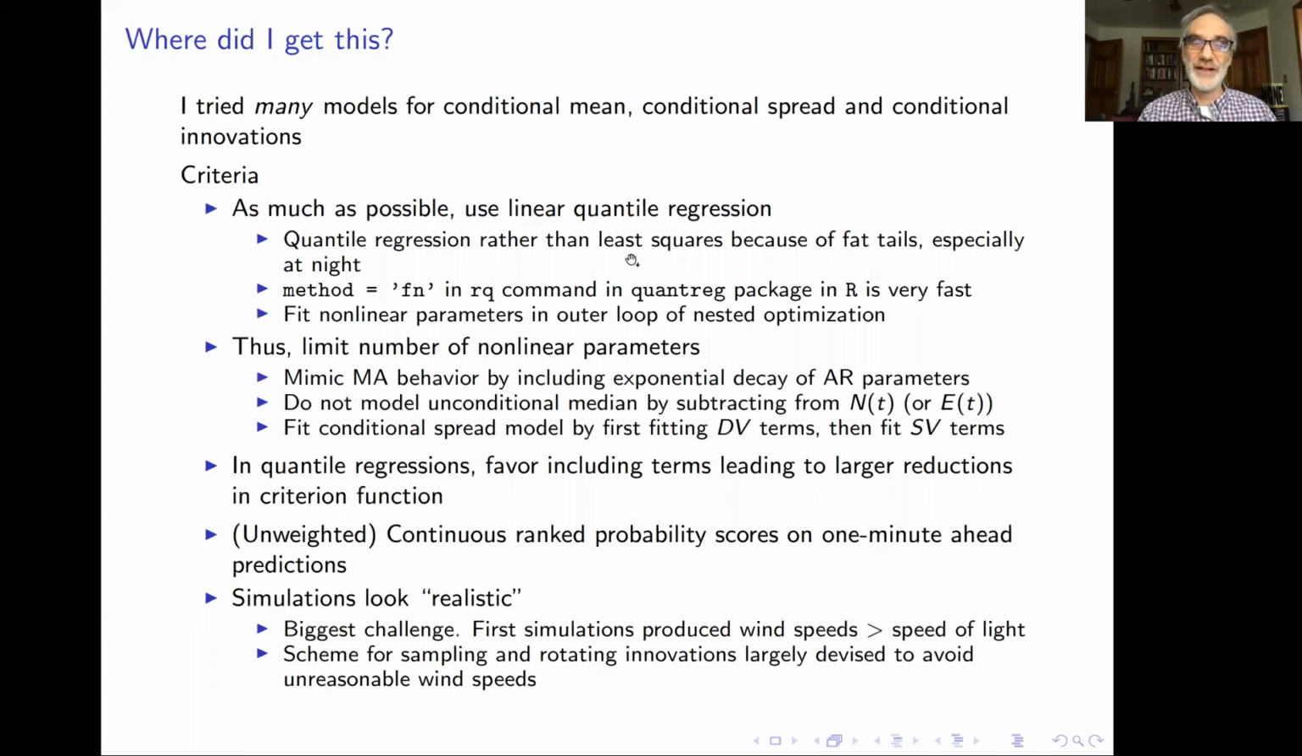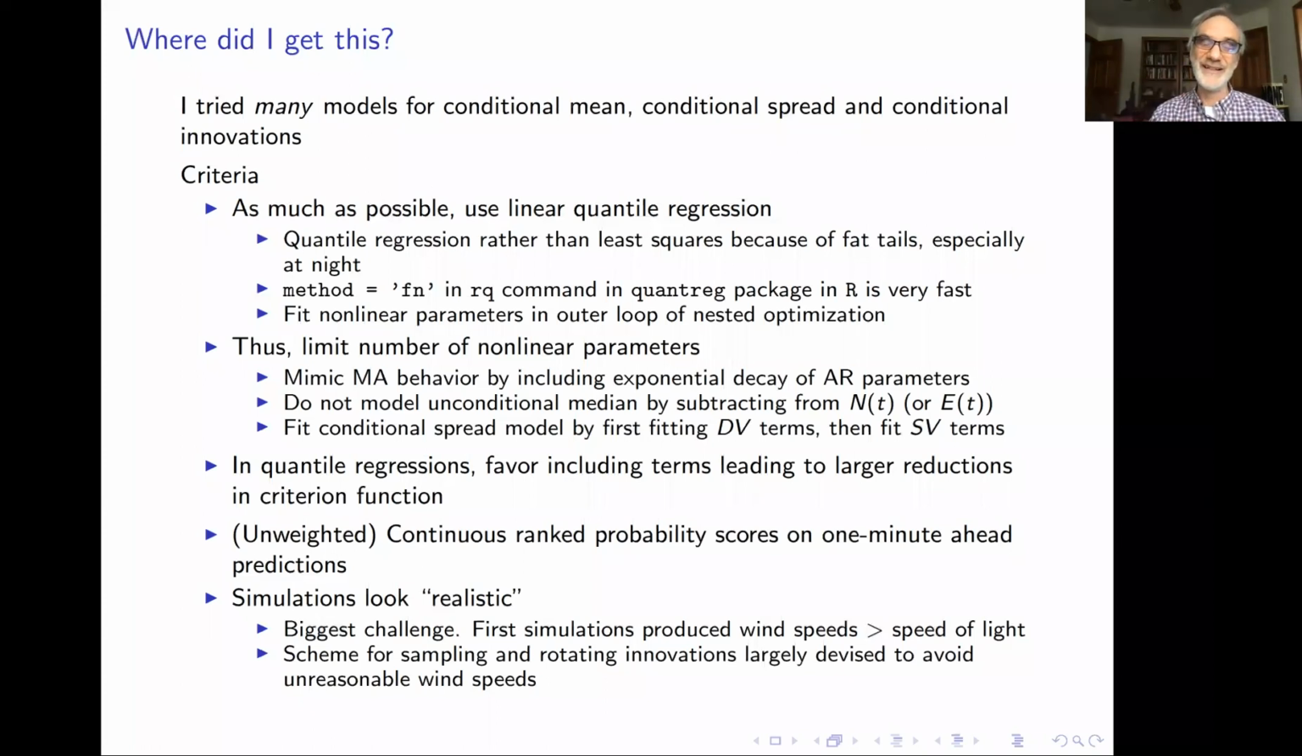Okay. So let me try to say briefly where I got this from. I tried as much as possible to use linear quantile regression, and this is in part because the QuantReg package in R has a method that works very fast. So even if I have like 30 linear regressors and 145,000 observations, it fits the regression coefficients in about a second. And this is important because, rather than trying to fit all the parameters at once, I did a nested optimization where the nonlinear parameters only get optimized in the outer loop so that they don't have to get changed so much.